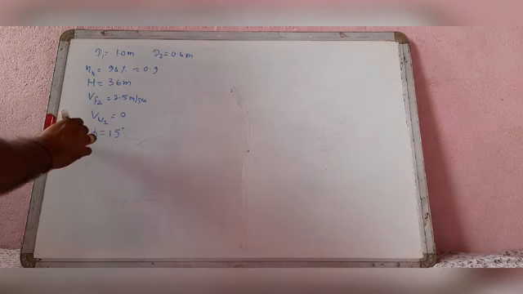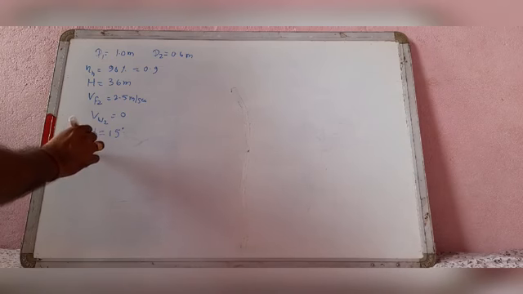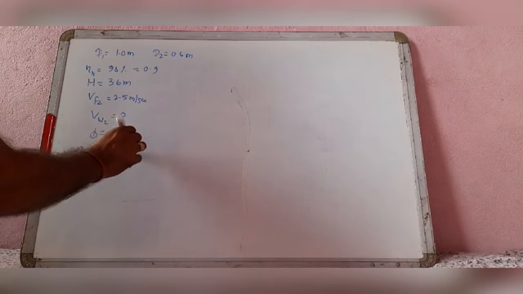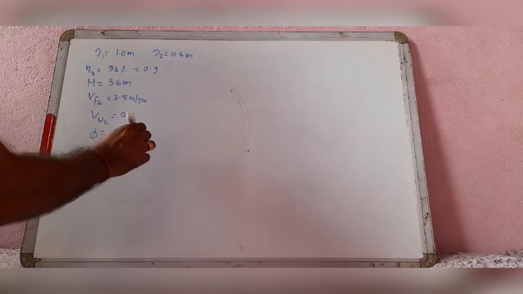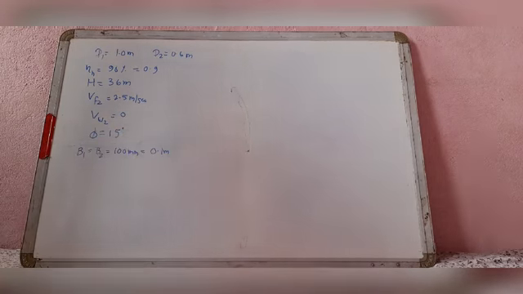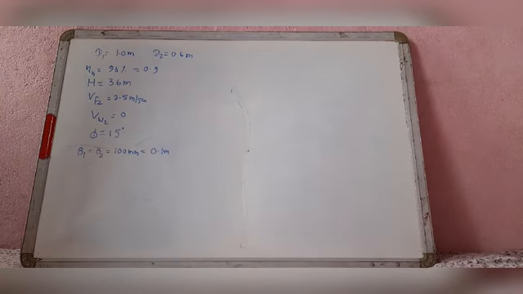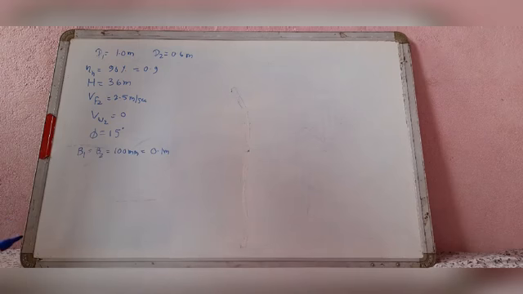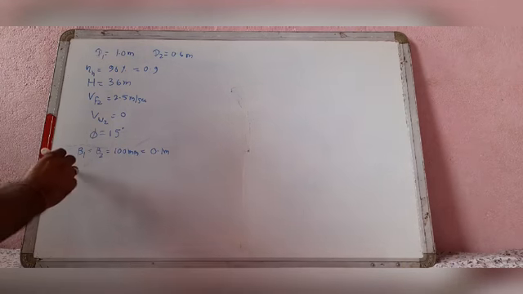Width of wheel is given B1 equal to B2 equal to 100 mm, that is equal to 0.1 meter. Sometimes someone is confused with 100 mm. He may think 100 centimeter and convert this into 1 meter, but this is given in mm. Okay, so take care.